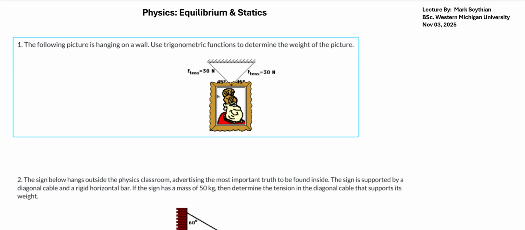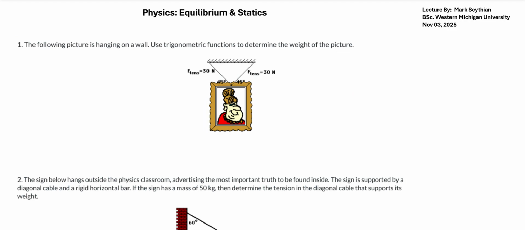This picture is hanging by 2 tension wires at some angle to the vertical. The following picture is hanging on a wall. Use trigonometric functions to determine the weight of the picture. So the first thing we have to do is determine where the resultant is as the 2 wires make their angle of tension force in the diagonal upward direction to hold the picture up. We need to know what that resultant value is.